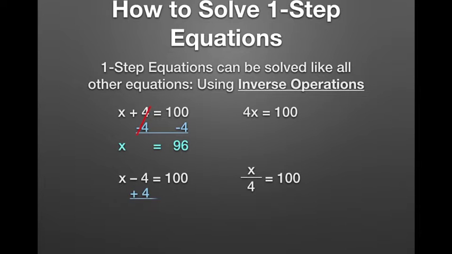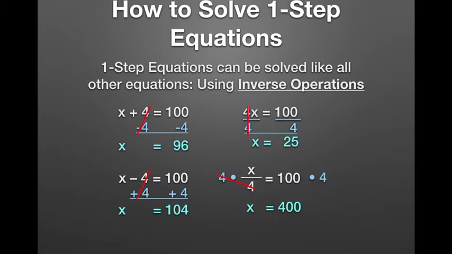Moving on. Now we add 4. You'll get a canceled out term, and x is 104. So now what should we do if we have 4x? The opposite of multiply. We should, yes, divide. And when you do that, 4 over 4 will cancel, and 100 over 4 gives you your solution. Now if we have x divided by 4, we want to do the opposite of divide. So we'll multiply. 4 over 4 cancels again, and 100 times 4, we get our solution.